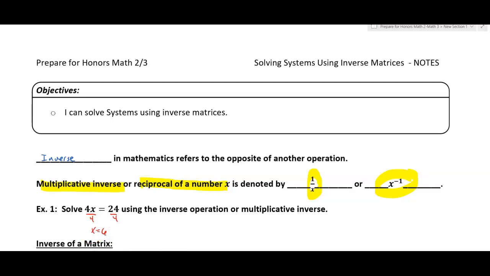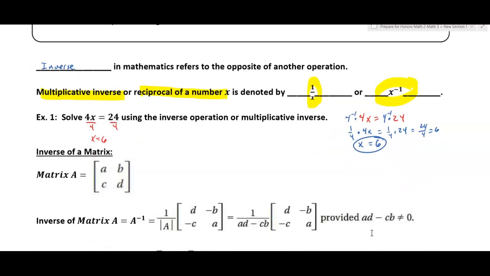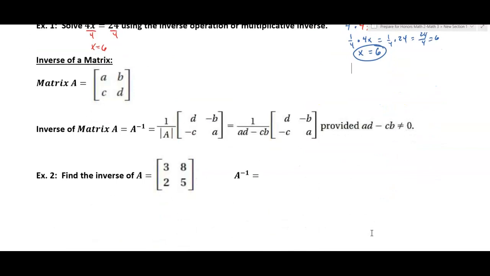If I used the multiplicative inverse, if I have 4x equals 24, I multiply by the inverse of 4. 4 to the negative 1 is the same as 1/4, so 1/4 times 4x equals 1/4 times 24. Well, 1/4 times 4 is just going to give me x, which is equal to 24 over 4, which is 6. So using the multiplicative inverse gives you the exact same answer.